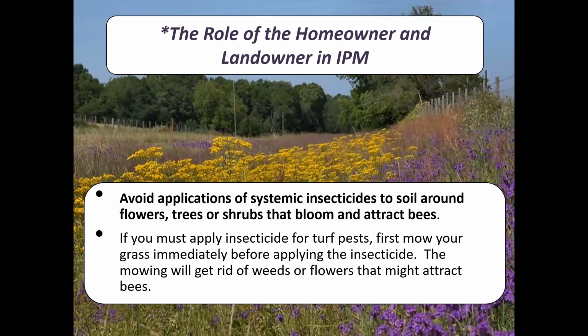So the role of the homeowner and landowner, again, you want to avoid systemic insecticides in soils, flowers, trees, or shrubs that bloom and attract bees, because it's systemic. So it's going to move through the whole plant. That means it's also in the pollen and the nectar. So you really don't want that to get carried back to the hive. So you have to be a good steward of the pollinators. And if you have to apply some type of insecticide for turf pests, then mow your grass first to get rid of any of the flowers that would attract the bees, and then apply the insecticide.